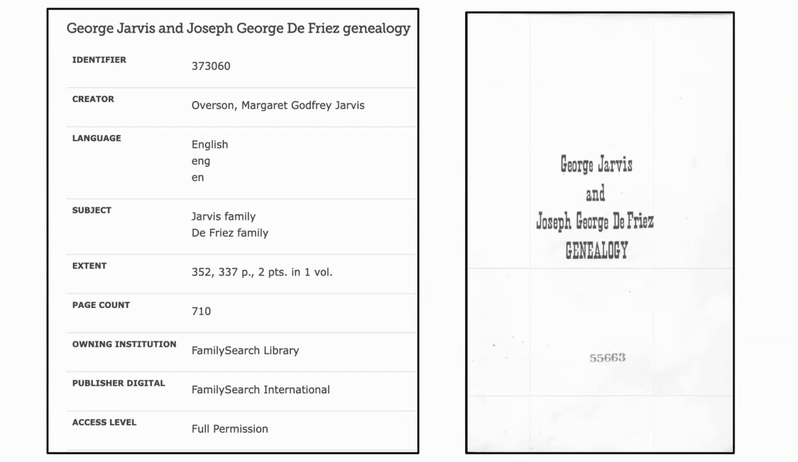So now let's go back to the George Jarvis and Joseph George DeFreeze genealogy. This was made by my great grandmother, Margaret Godfrey Jarvis Overson. And the reason why I came back to this, so you'll understand sort of the scope here, is that this book is 710 pages long, and it has hundreds of photographs and pages, all of these pages of individual family histories of each of the families.